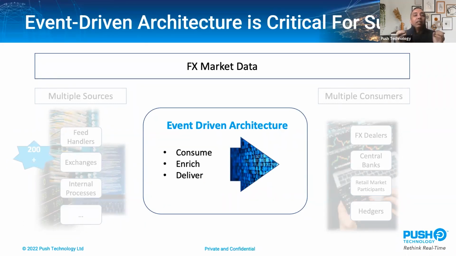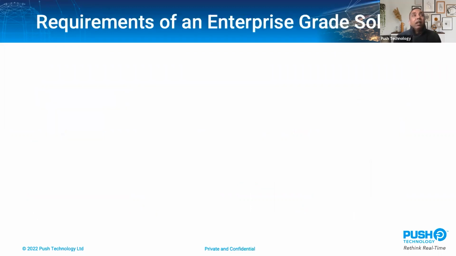At the core, the event-driven architecture has to make it easy to consume, enable enrichment, and deliver it to the consuming applications. You call them subscribers in a pub-sub context. So that is the whole core of event-driven architecture. But let's look a little bit deeper into what the key requirements are.